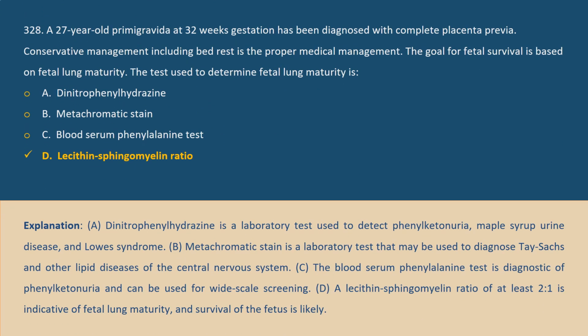Answer D. Explanation. A. Dinitrophenylhydrazine is a laboratory test used to detect phenylketonuria, maple syrup urine disease, and Lowe syndrome. B. Metachromatic stain is a laboratory test that may be used to diagnose Tay-Sachs and other lipid diseases of the central nervous system. C. The blood serum phenylalanine test is diagnostic of phenylketonuria and can be used for wide-scale screening. D. A lecithin/sphingomyelin ratio of at least 2:1 is indicative of fetal lung maturity, and survival of the fetus is likely.